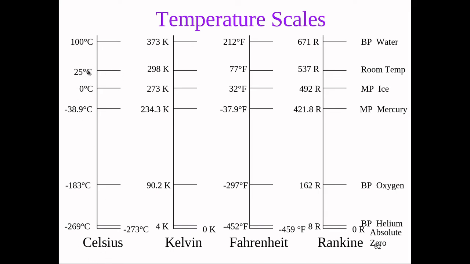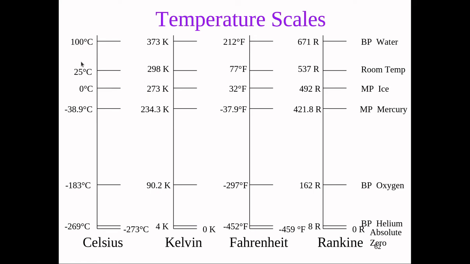Regular room temperature would be 25 degrees Celsius, which is 298 Kelvin. This is also known as the standard temperature, as we will see later. It would be 77 degrees Fahrenheit and 557 degrees Rankine. Now, if we look at the difference between 0 degrees Celsius and 273 degrees Kelvin, we can see where we're getting that value from. Every Kelvin number is just 273 degrees higher.